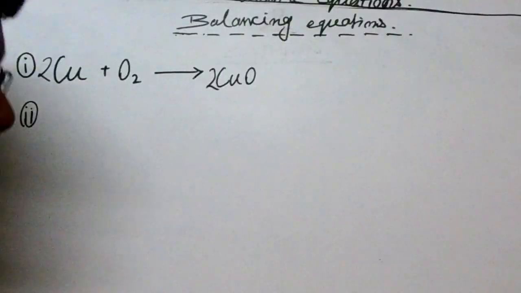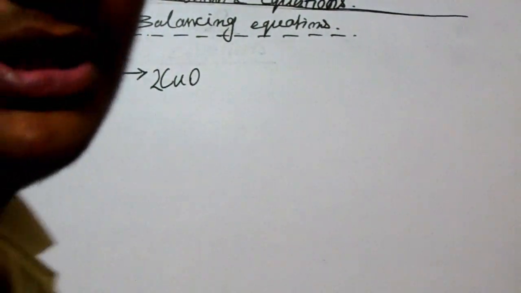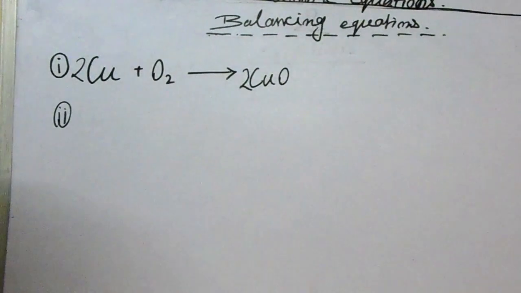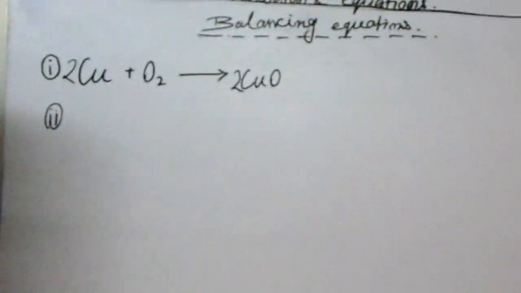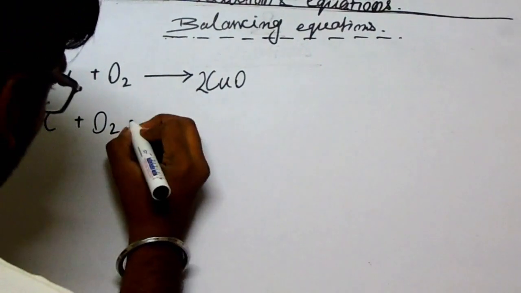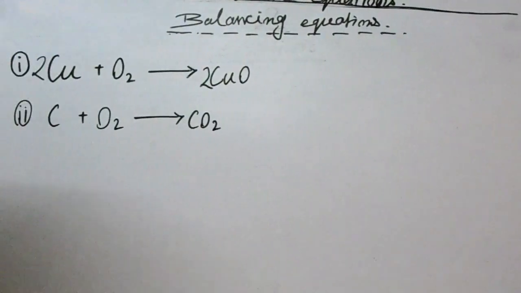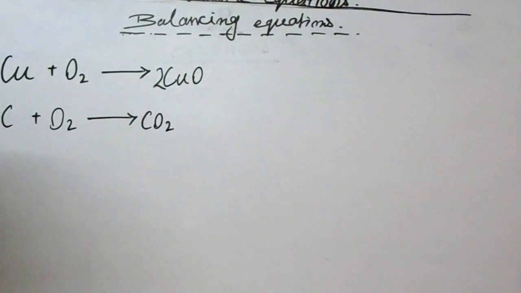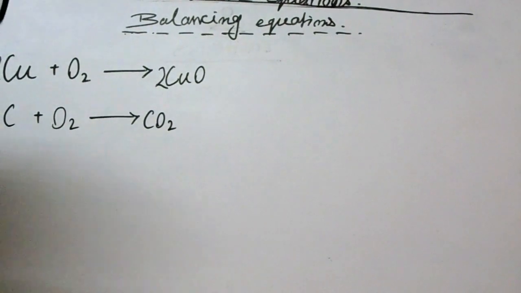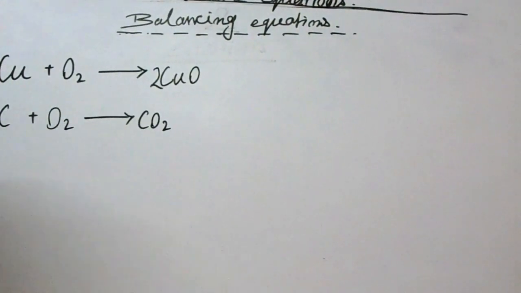So our second equation is going to be C plus O2, CO2, that is carbon plus oxygen, carbon dioxide. C plus O2, CO2. Is it balanced? Everyone try. Pause the video and let me know in the comment section whether it is balanced or not. Yes, it is already balanced.